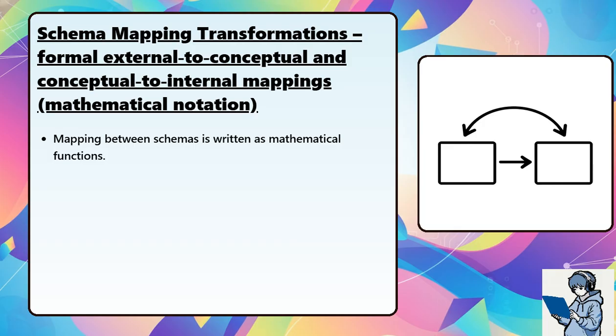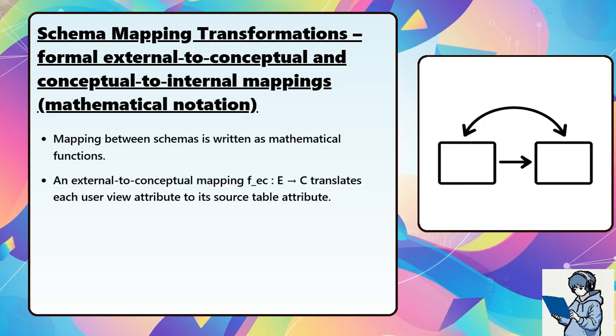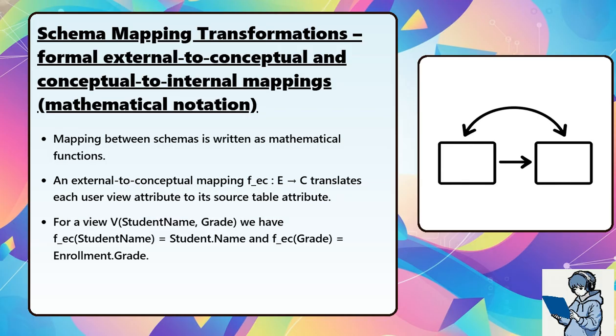Mapping between schemas is written as mathematical functions. An external to conceptual mapping, F sub EC, from E to C, translates each user view attribute to its source table attribute. For a view V of student name and grade, we have F sub EC of student name equals student.name, and F sub EC of grade equals enrollment.grade.